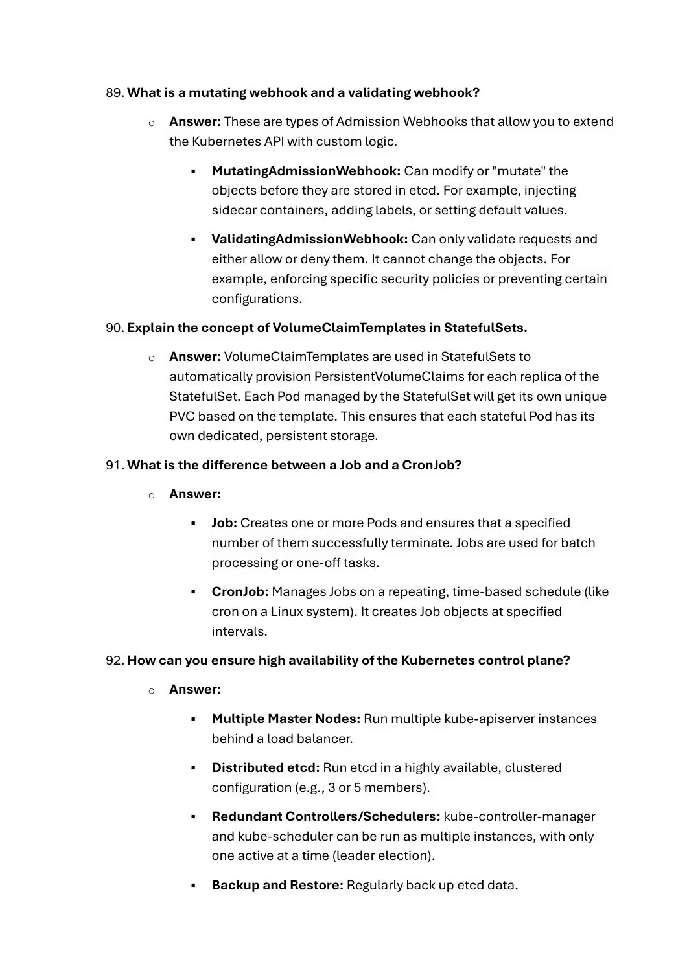92. How can you ensure high availability of the Kubernetes control plane? Answer. Multiple master nodes. Run multiple kube-apiserver instances behind a load balancer. Distributed etcd. Run etcd in a highly available, clustered configuration, for example, 3 or 5 members. Redundant controllers and schedulers. Kube Controller Manager and Kube Scheduler can be run as multiple instances, with only one active at a time. Leader election.